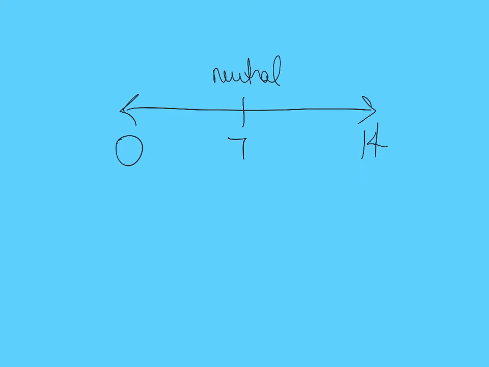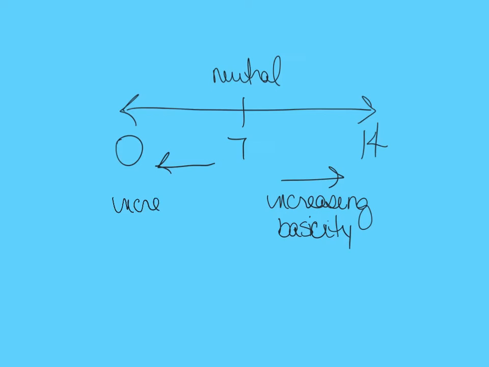pH runs from, and I'm sure this is review, the scale for pH runs from technically 0 to 14. 7 in the middle is considered neutral. From 7 to 14, that's increasing basicity. 7 to 0 is increasing acidity.